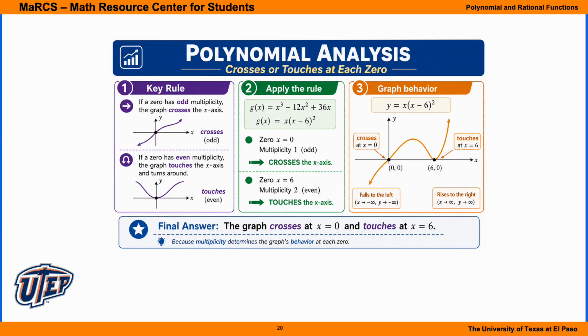So here we have a visual of our function y is equal to x times x minus 6 squared. So at x is equal to 0, we had an odd multiplicity, so we see the function crosses the x-axis. Now for x is equal to 6, we had an even multiplicity, so that means that the function touched the x-axis and turned around.